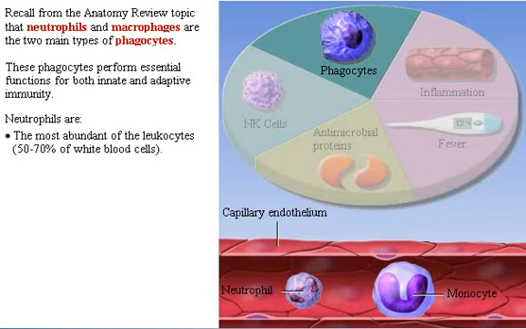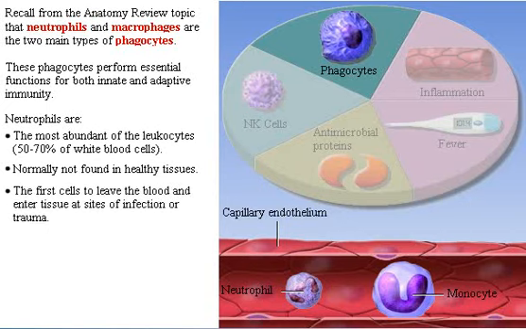Neutrophils are the most abundant of the leukocytes, making up 50 to 70% of the white blood cells. They are normally not found in healthy tissues. Neutrophils are the first cells to leave the blood and enter tissue in response to infection or trauma. Click the neutrophil.